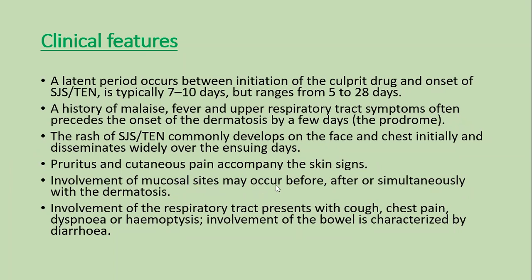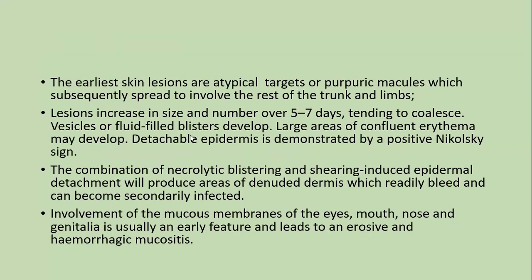Involvement of mucous membranes occurs before, after, or simultaneously with the dermatosis. If the respiratory tract is involved, it presents with cough, chest pain, dyspnea, and hemoptysis. If the bowel is involved, it is characterized by diarrhea. Earlier skin lesions are typically targets or purpuric macules. That is why I mentioned that Stevens-Johnson and TEN were included in the spectrum of EM. In initial cases the lesions may be targetoid, but subsequently it spreads to the trunk and limbs.